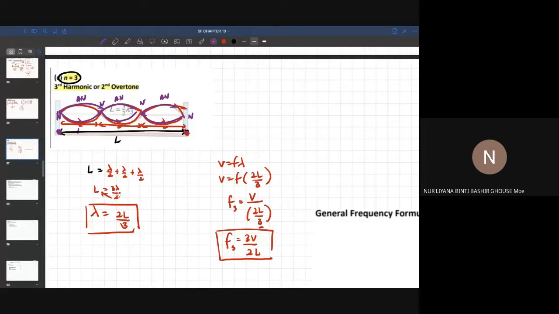And when you rearrange, 2 ini kita akan darabkan ke atas, bahagi dengan 3, so you dapat lambda equals to 2L over 3. So untuk cari frekuensi yang ketiga, kita akan jadi v over lambda. So lambda kita tadi adalah 2L over 3. So bila kita bahagi 3 ni kat bawah, kita akan bawa dia naik atas. Okay, so finally equation frekuensi yang ketiga adalah f3 equals to 3v over 2L.